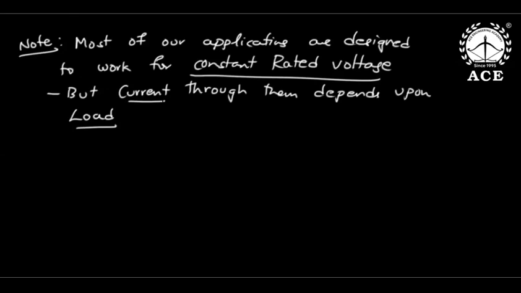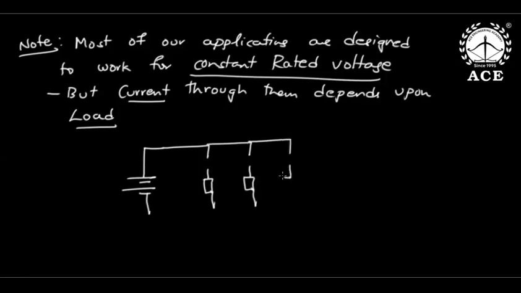Now, what is the meaning of current through them depends upon load? Load means current. Always remember, technically load means current. Suppose you see in your house, all systems are parallel: switch 1, light 1, switch 2, light 2, switch 3, light 3. In our domestic supply, all are parallel, connected across the supply voltage.